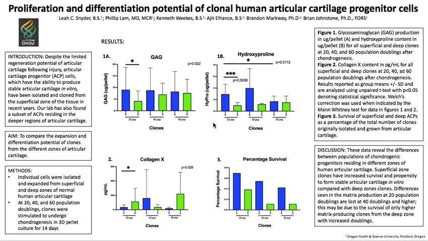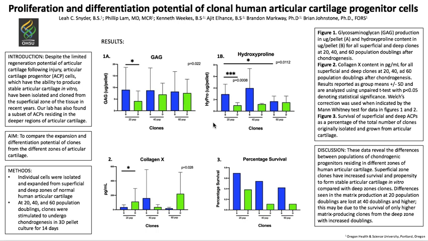Snyder, and I'm going to be talking about my project that is determining the proliferation and differentiation potential of clonal human articular cartilage progenitor cells. Despite the limited regeneration potential of articular cartilage following injury, articular cartilage progenitor, also known as ACP cells, have the ability to produce stable articular cartilage in vitro. These have been isolated and cloned from the superficial zone of the tissue in recent years.